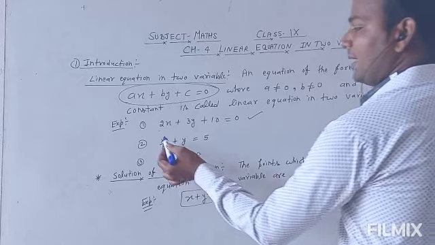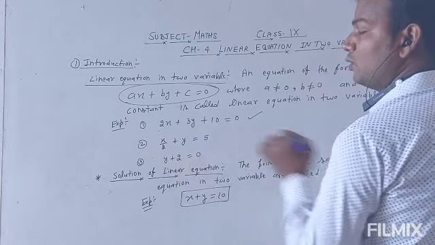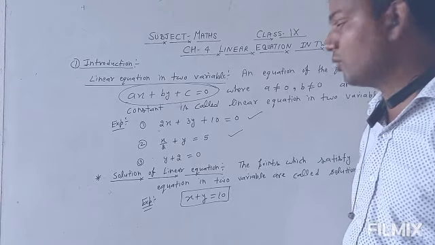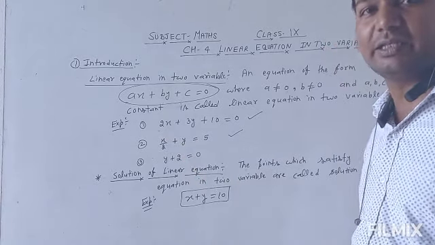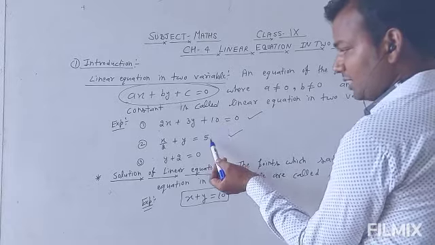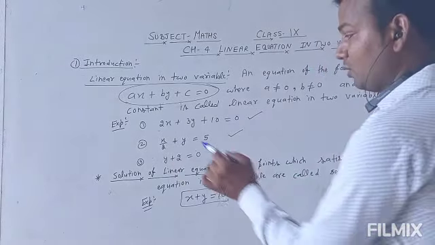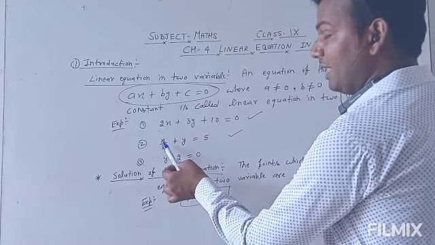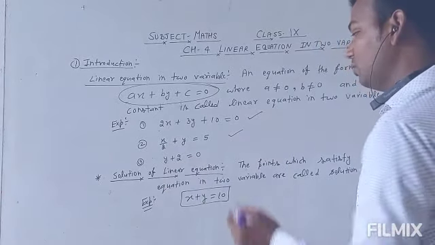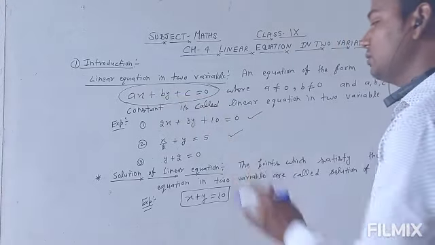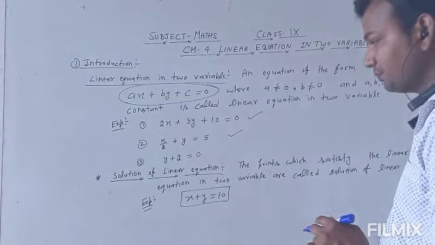Another example: x upon 2 plus y is equal to 5. Yes, we can say this is also a linear equation in two variable because there are two variables x and y, and one constant c is also here. The coefficient of y is 1 and the coefficient of x is half. So this fulfills the condition of a linear equation in two variable.